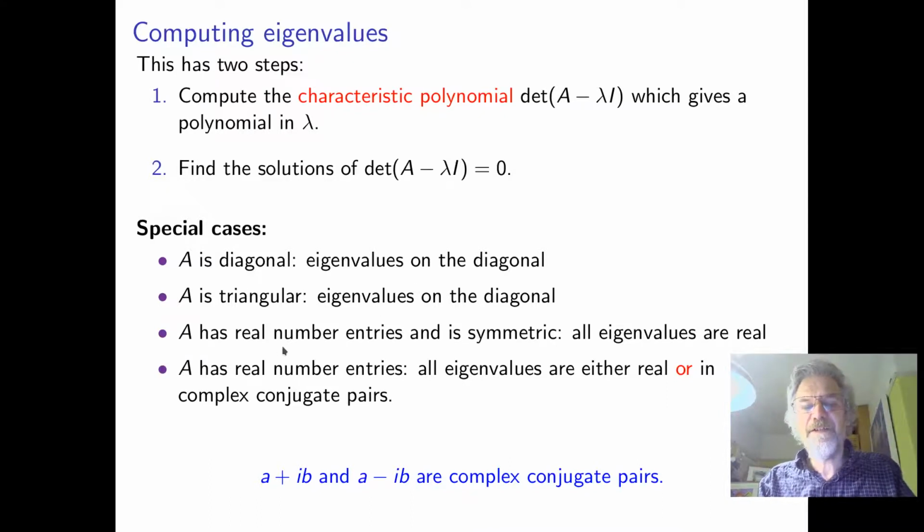It turns out that if A is symmetric, in other words equal to its transpose, so everything either side of the main diagonal are mirror images of each other, it turns out in that case, and it's quite an important case, that all the eigenvalues are real.